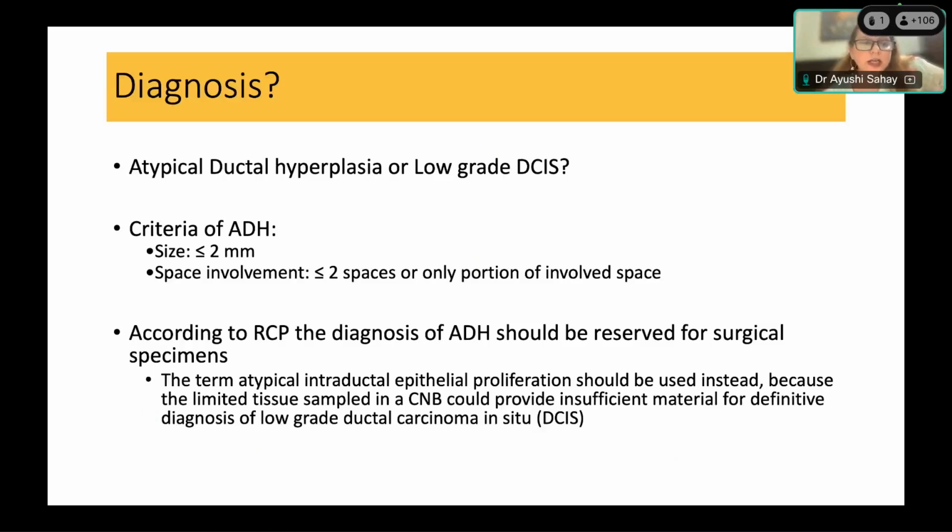Now, the criteria for calling atypical ductal hyperplasia is either you have a size less than 2 millimeter, or less than 2 spaces involved, or only a portion of the involved space is forming this atypical proliferation.